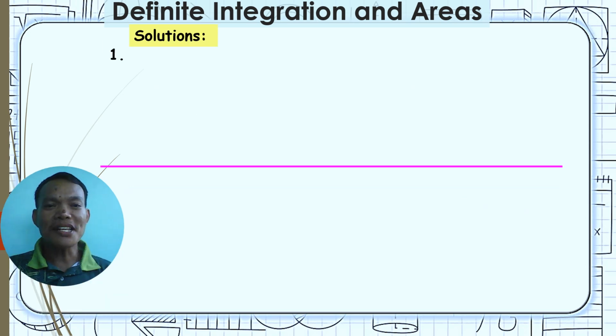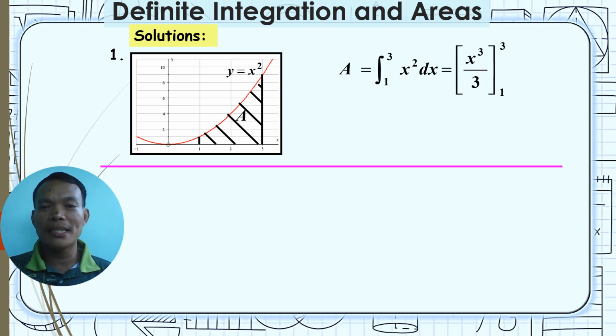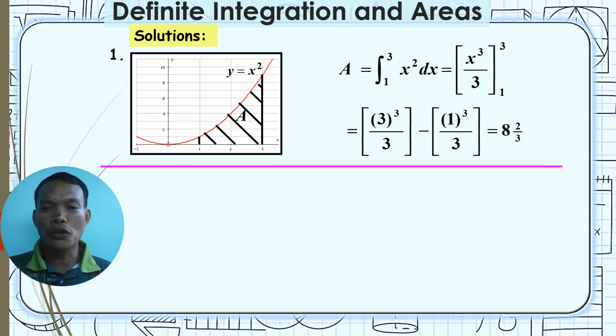And the answers to the exercises. For number 1, we have here the shaded region. For y equals x squared, we have A equals the integral of x squared dx with limits of integration from 1 to 3, which is equal to x cubed over 3 with limits from 1 to 3. So we have the answer, 3 cubed over 3 minus 1 cubed over 3. So that is equal to 8 and 2/3.